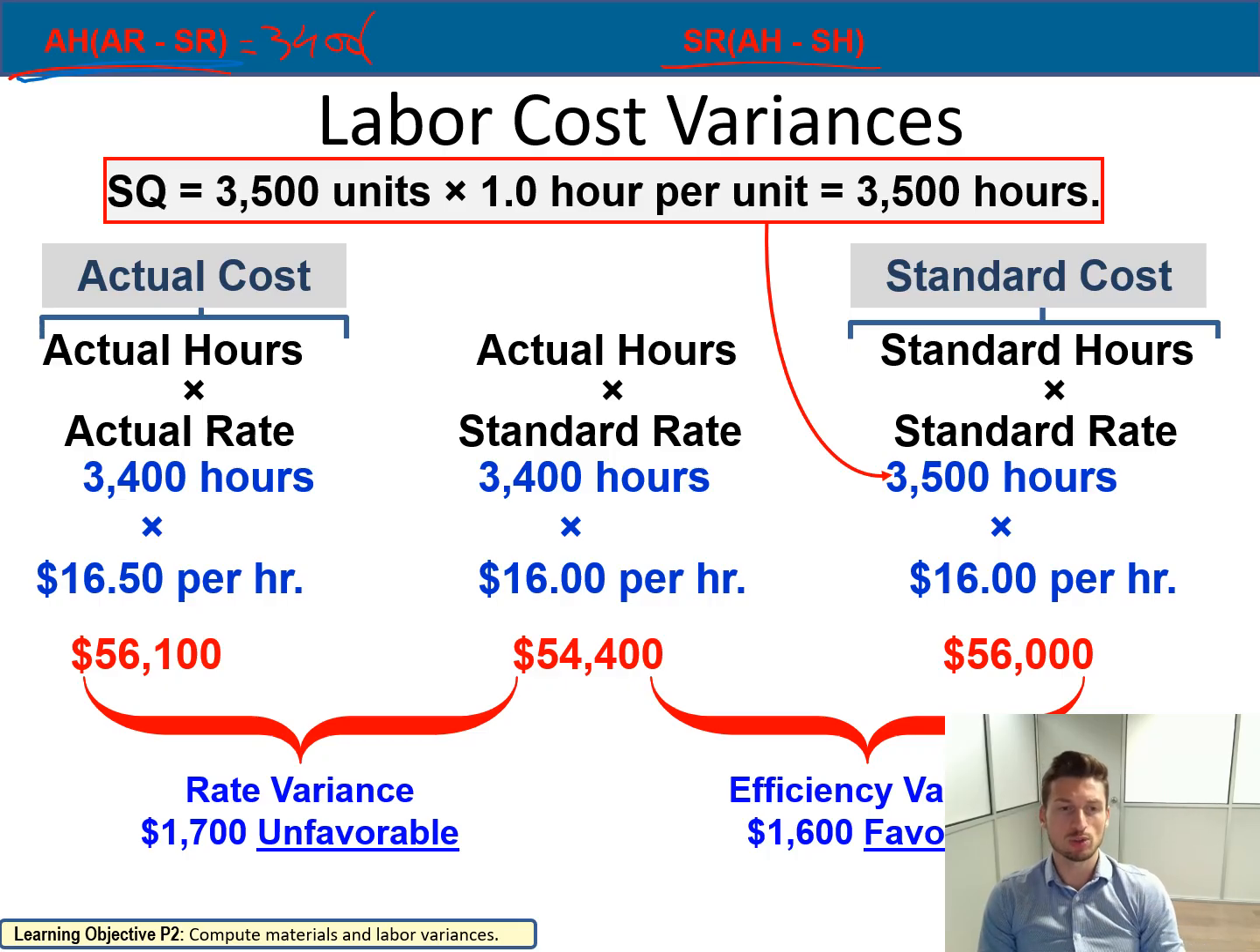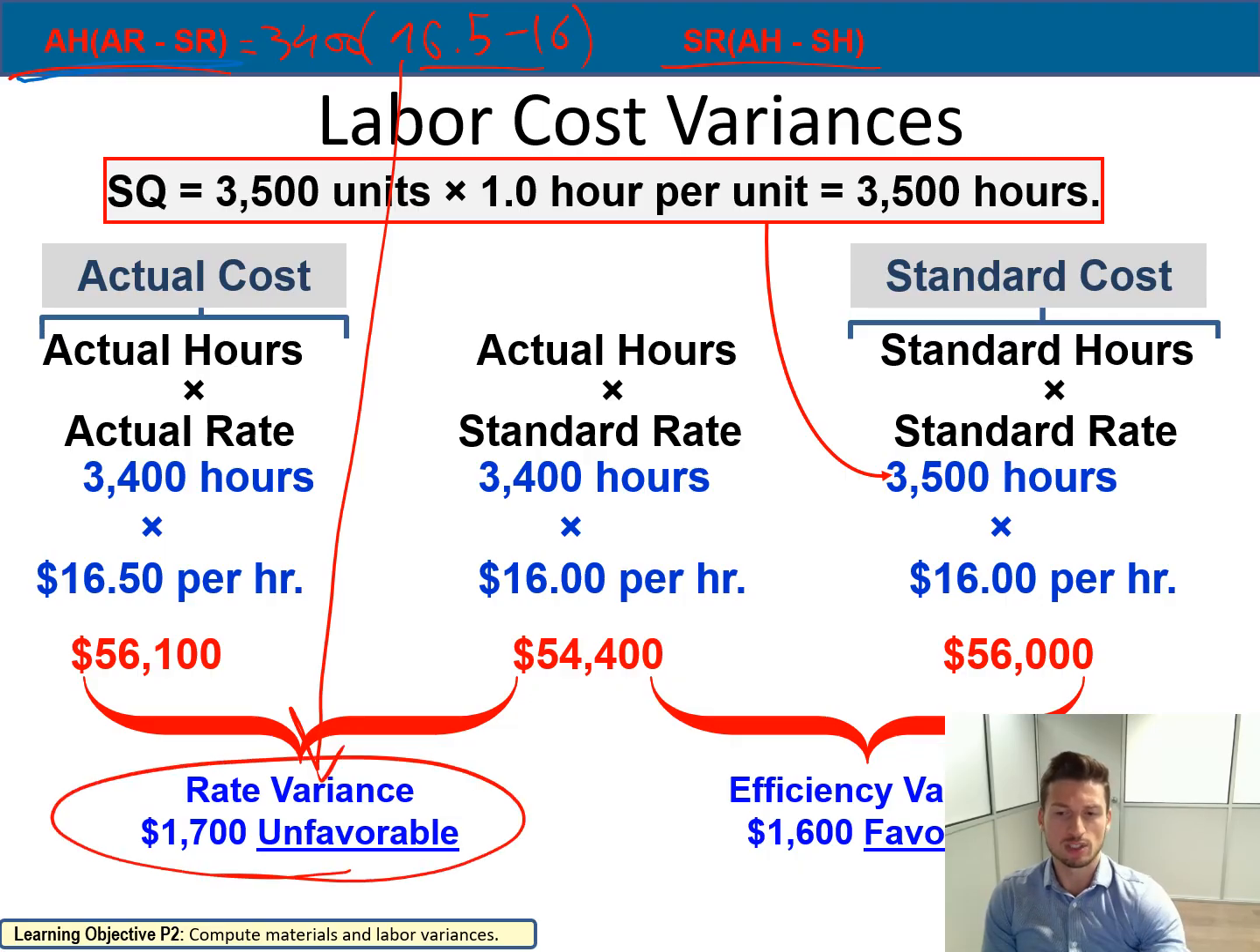times actual rate minus standard rate. So actual rate is 16.5, standard rate is 16. So actually what we have, 0.5 times 3,400, which equals 1,700 unfavorable. Why unfavorable? Because your actual rate is higher than standard rate, which means that you're paying 50 cents more than you were supposed to pay.